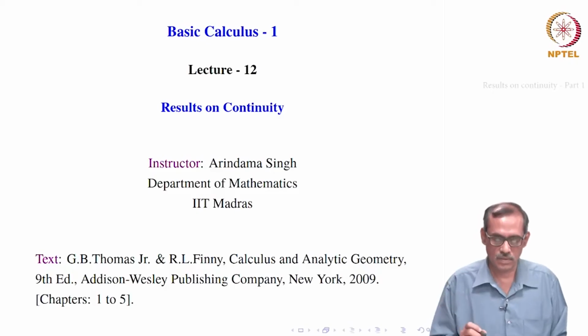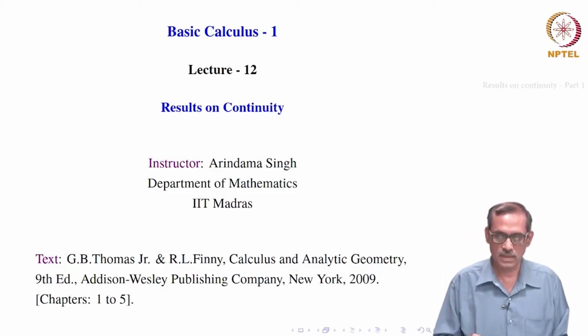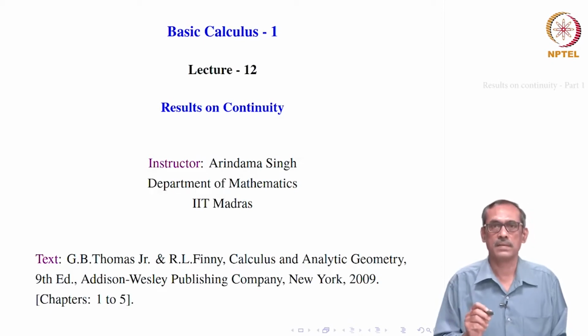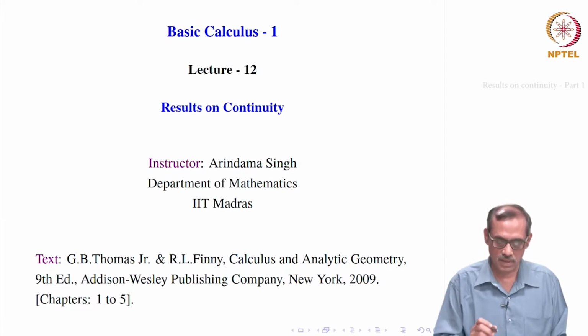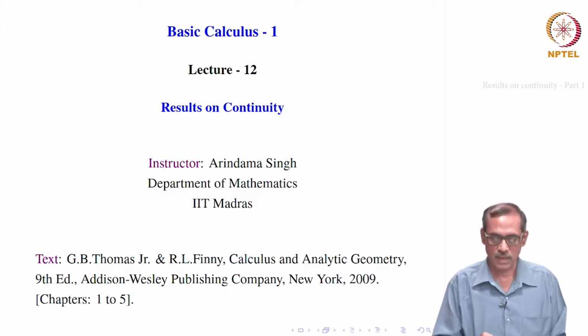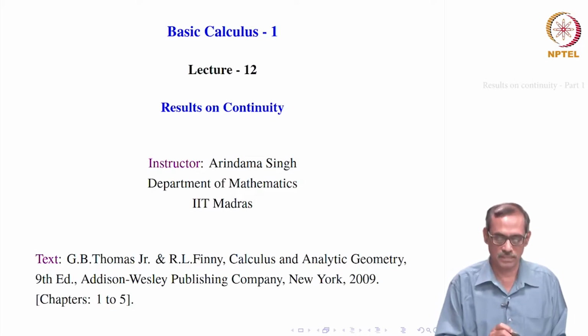Okay, this is lecture 12 of basic calculus 1. Recall that we had discussed continuity, that is continuous functions and some algebra of continuous functions. Today we will be discussing one specific result, and then some of its corollaries, which are themselves very important results on continuous functions, and solve some problems basing on those ideas.